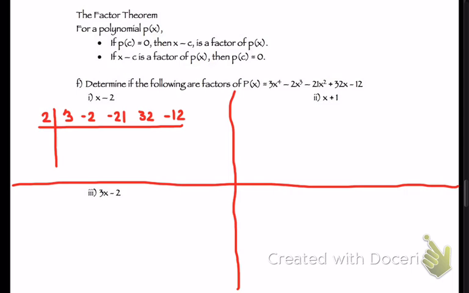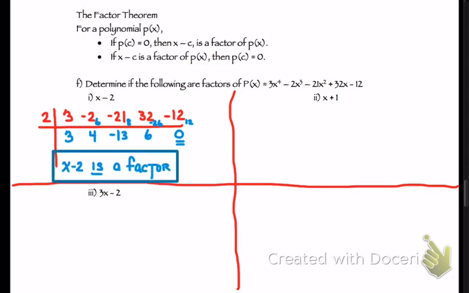Okay, so there are the numbers. Obviously, we know where those come from now. I'm going to assume that you can do your synthetic division from here. Notice that I got a 0 remainder. If I get a 0 remainder, then I know that x minus 2 is a factor.